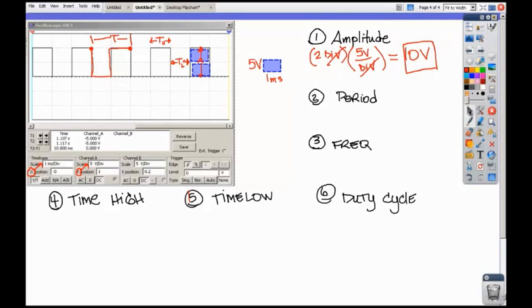The period. To do one complete cycle, there's one box, it's 2 boxes, so again it's going to be 2 divisions, but in the horizontal direction it's 1 millisecond per division. So that's going to multiply to 2 milliseconds.